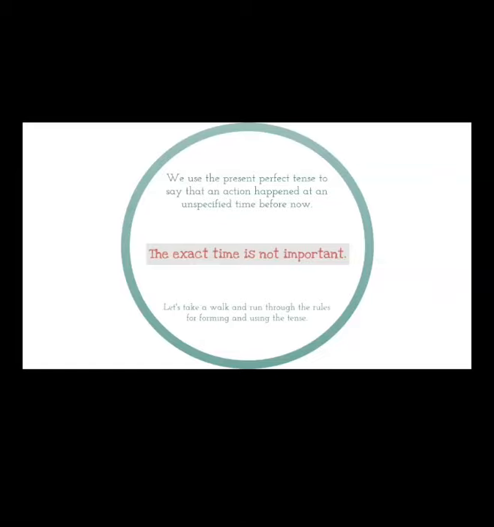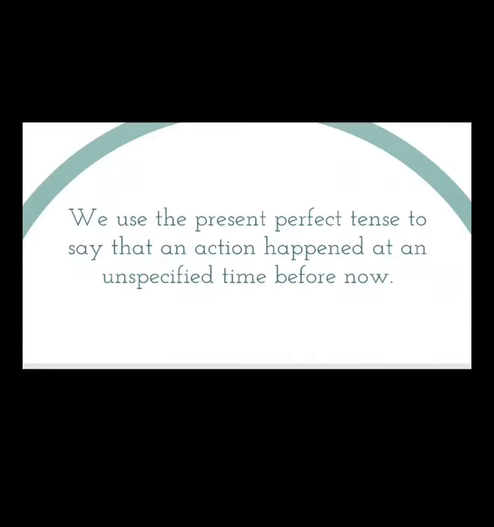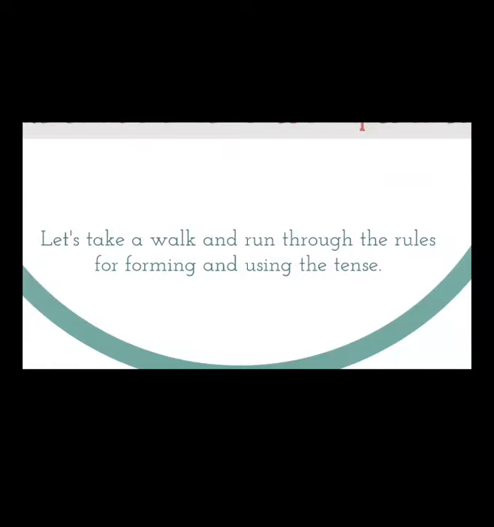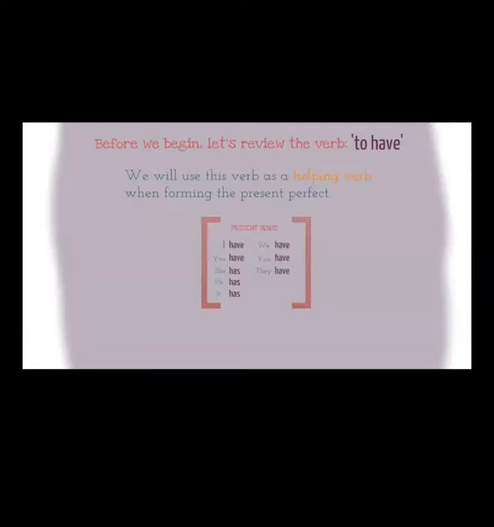Ok, estamos hablando del presente perfecto y decimos que esto es cuando una acción pasa en un tiempo indeterminado o un tiempo que no sabemos, que no es específico. Ok, say that exact time is not important. So no es necesario saber en qué momento pasaron las cosas, ¿verdad? Eso no es importante. So let's take a walk and run through the rules for learning and using the tense. Okay, so here we already say that it is an action that happened at an unspecified time before now.